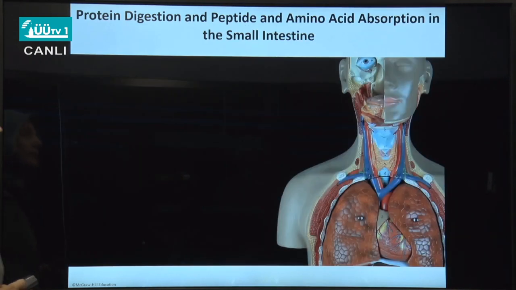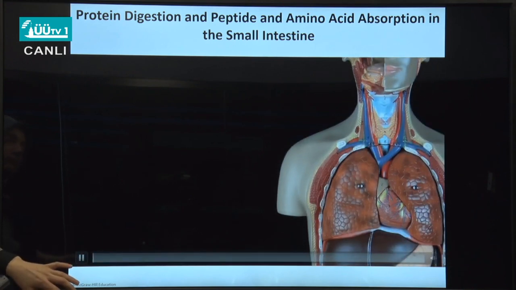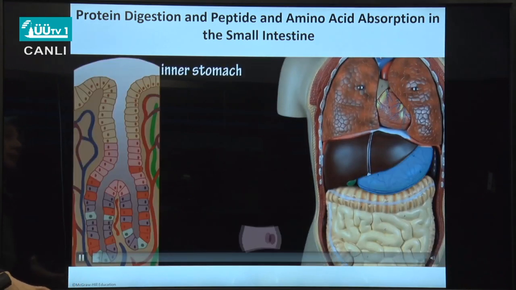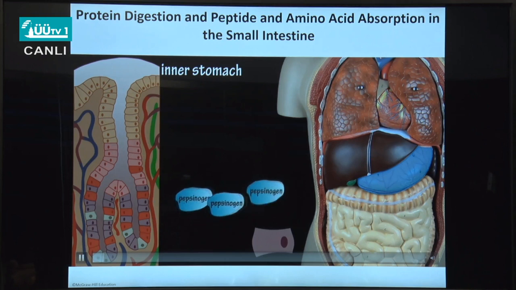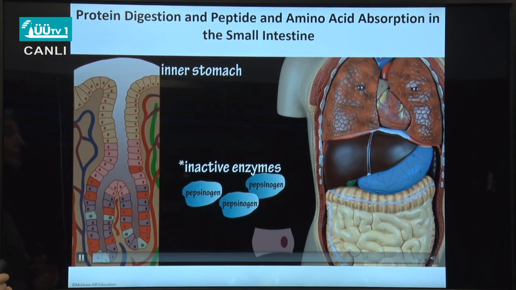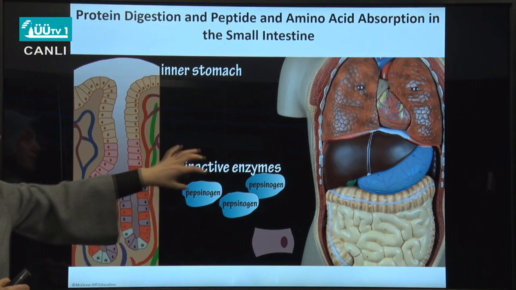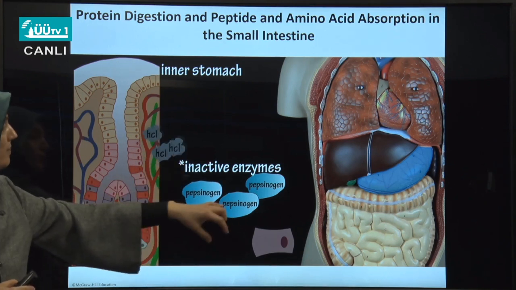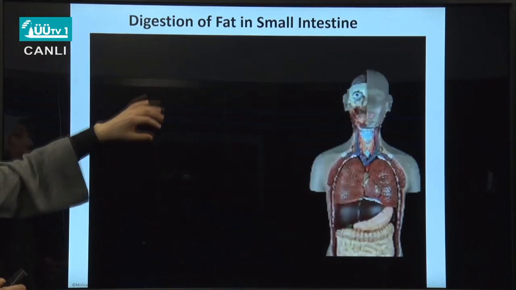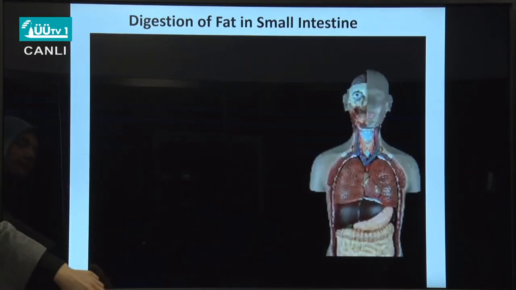And how about the digestion of proteins? Okay, the digestion of the proteins begins in the stomach by pepsin. The pepsinogen is converted into pepsin, as we learned, in the presence of hydrochloric acid.